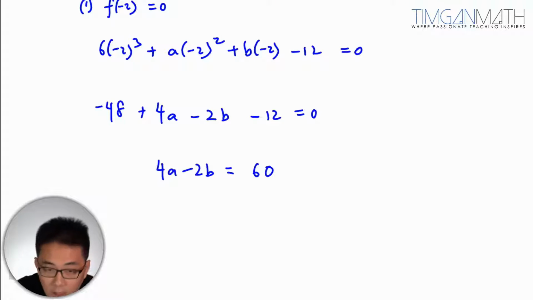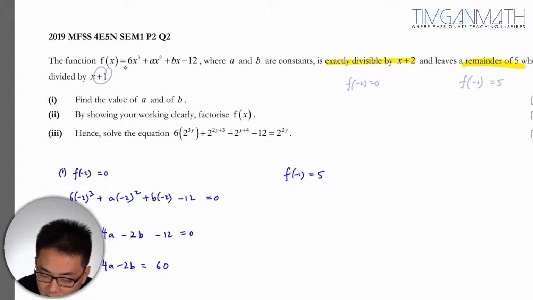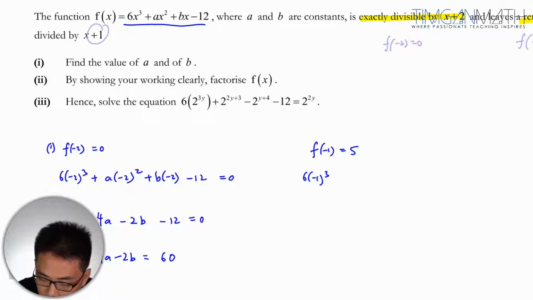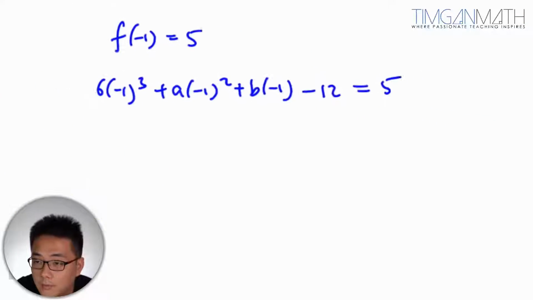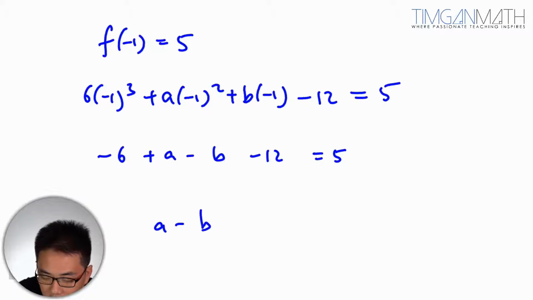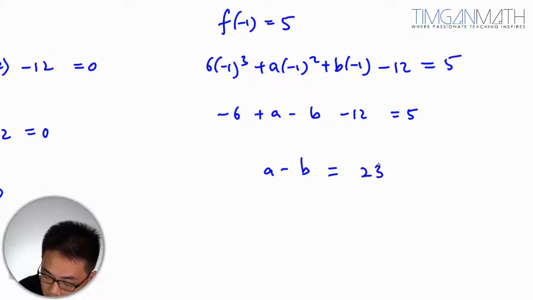Okay, so this is 1, after which we have got the remainder theorem, which is f(-1) equals 5. Remainder is 5. This will just be replacing it into this expression here, will be 6(-1) to the power cube plus a(-1) squared plus b(-1) minus 12 equals 5. Okay, so what we're going to get is -6 plus a minus b minus 12 equals 5. And rearranging all these, what we will get is actually a minus b equals 23.